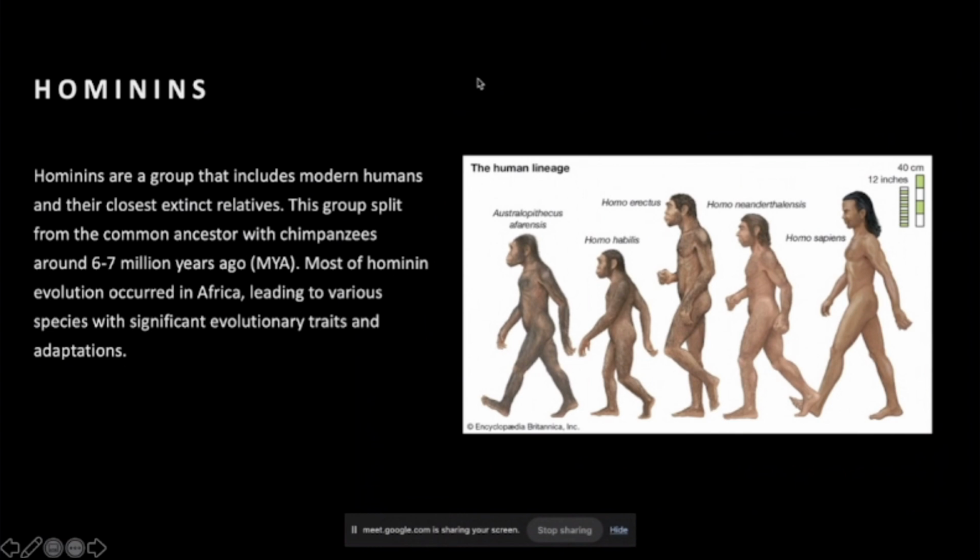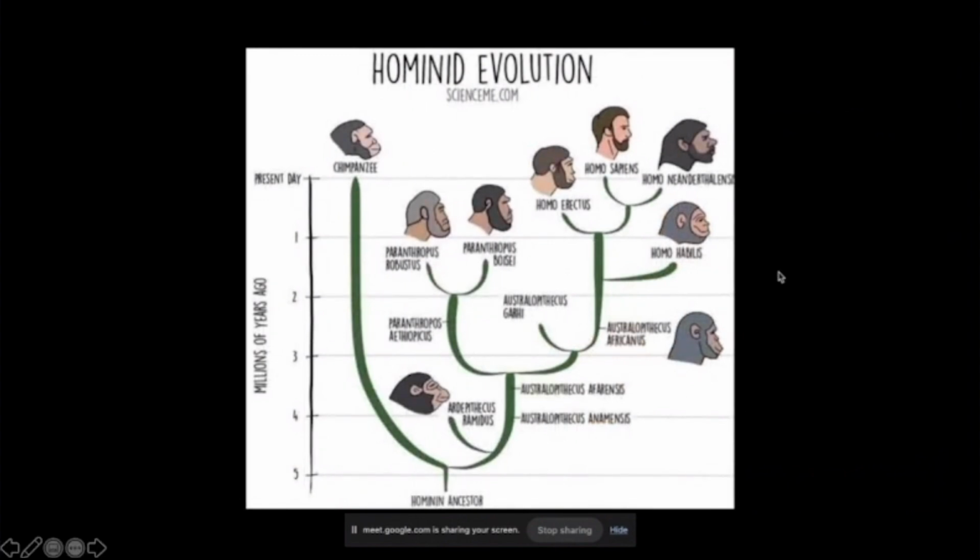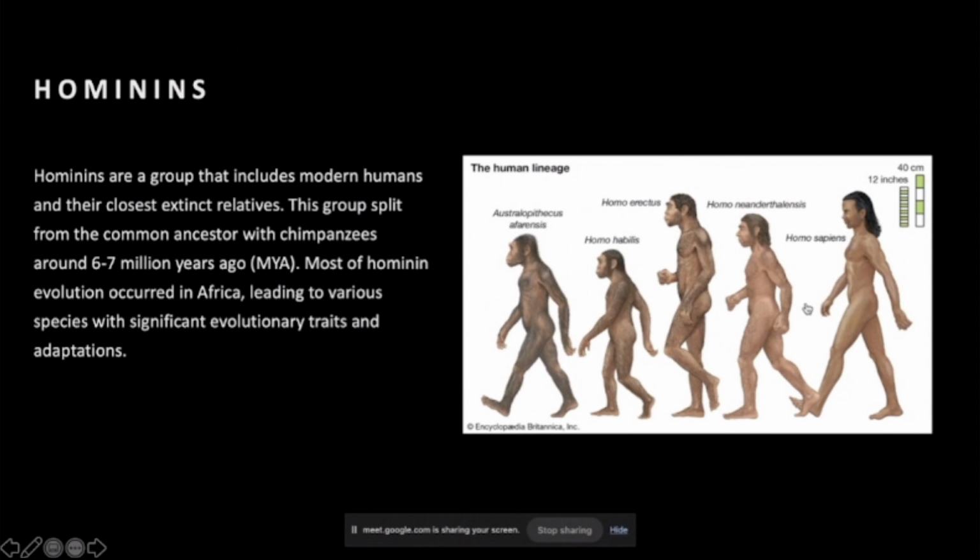But first of all, the hominins are a group that includes modern humans and their closest extinct relatives. This group split from the common ancestor with chimpanzees around 6 to 7 million years ago. This picture shows you this. We have the hominin ancestor here at the bottom, and the split is right here. It split between the chimpanzees and then the rest of the hominins, and then eventually the Homo sapiens. Most of these hominins lived in Africa, and most of their evolution happened within Africa, and then they eventually traveled outwards to what is now Europe and the Middle East.